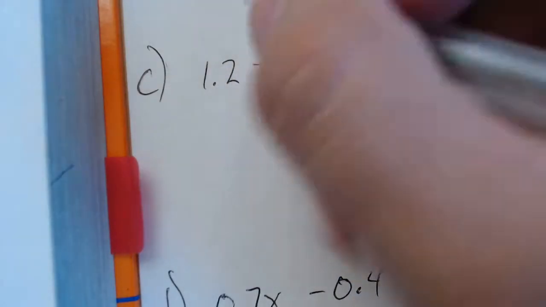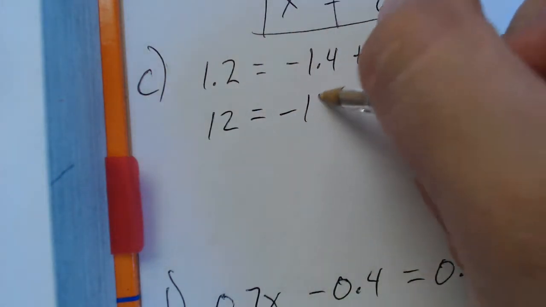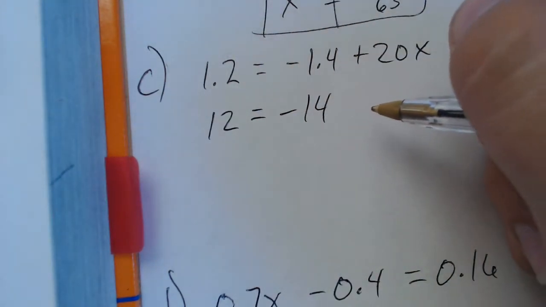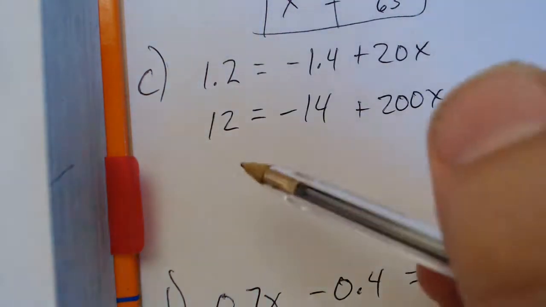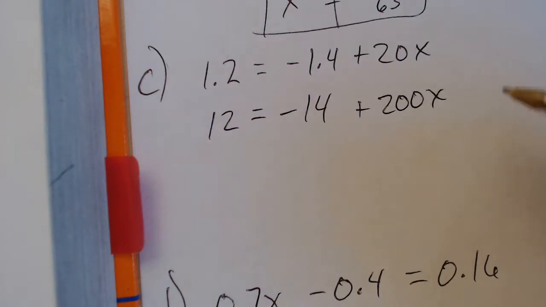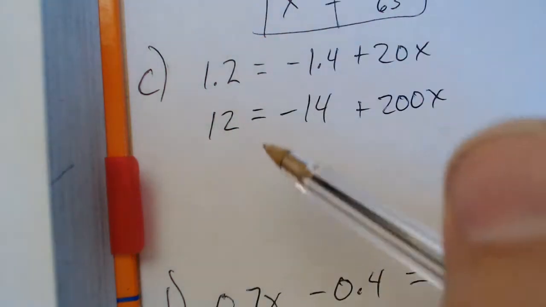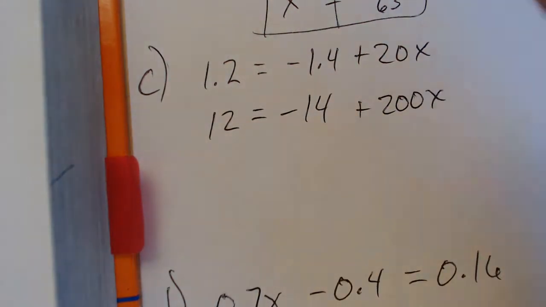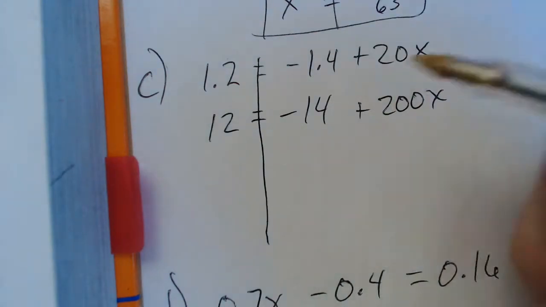So when we multiply 1.2 by 10, we get 12. 1.4 times 10 gives us negative 14. And 20 times 10 gives us 200. So now we've got whole numbers. This is a lot easier to deal with than the decimal numbers. And then we'll go ahead and go to our rules. Now, it's a little bit backwards, but that's okay. Our rule still stays the same. We'll draw our line for the middle. We're going to start with the addition first.